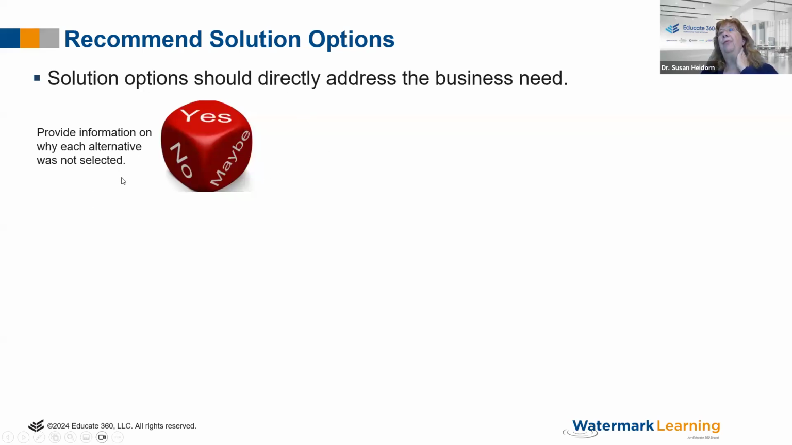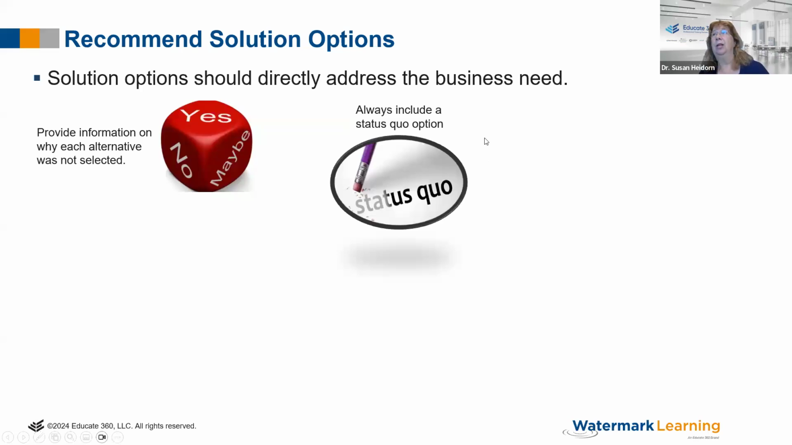So as you create solution options, remember, not just one, but many options. It doesn't mean you need 20, but you should have more than one. So provide information on why each alternative was selected. So you're going to say, okay, we have option A, B, C, or D. I'm going to recommend C, but this is why A and B and D were not selected. Okay, so you're comparing them to one another.